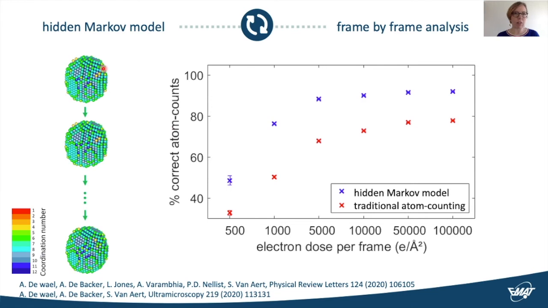Using simulations of a hypothetical platinum nanoparticle, which is changing over time, we investigated the performance of the hidden Markov model as a function of electron dose. The percentage of correctly assigned atom counts is represented when using the hidden Markov model or when using a traditional frame-by-frame analysis, clearly showing the benefits of the new method.